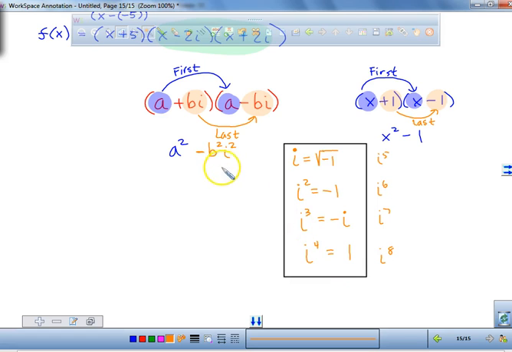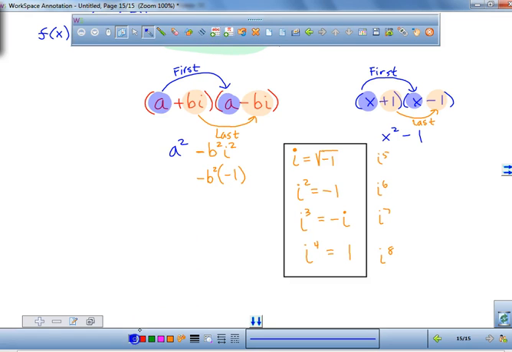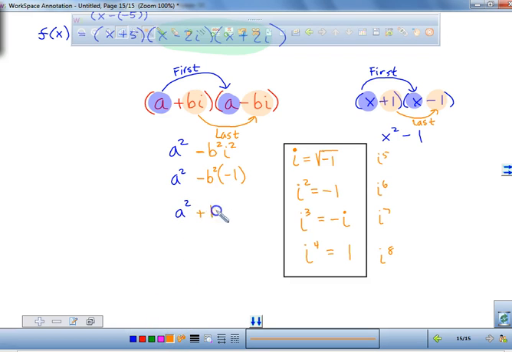Now, what Zyla was saying was i squared is a -1. So if i squared is a -1, what is a negative times a negative? It's a positive. So what we're going to do, you guys see this pattern right here? This pattern, when you take a plus bi and you multiply it times a minus bi, that will always get us to a squared plus b squared.